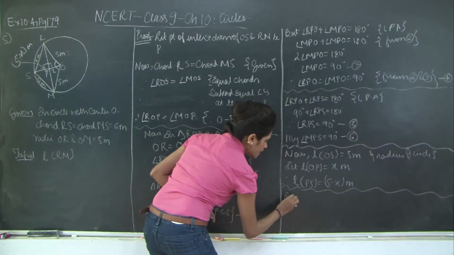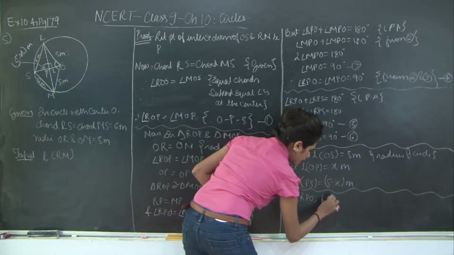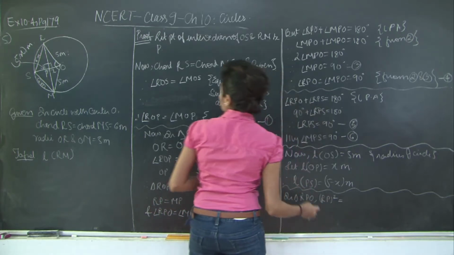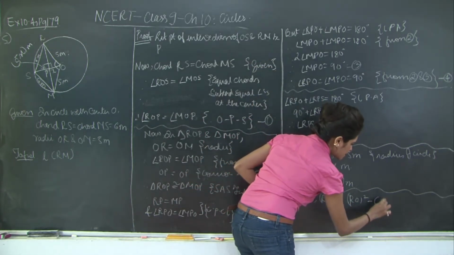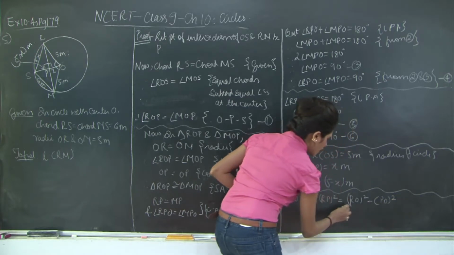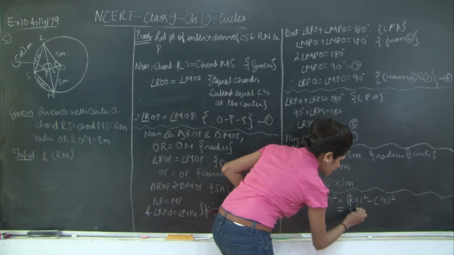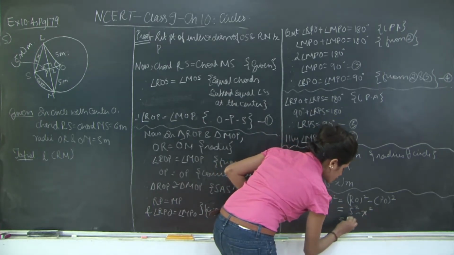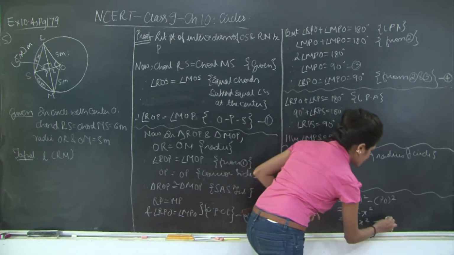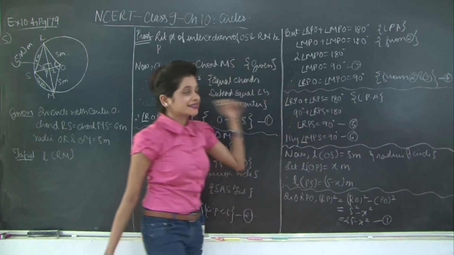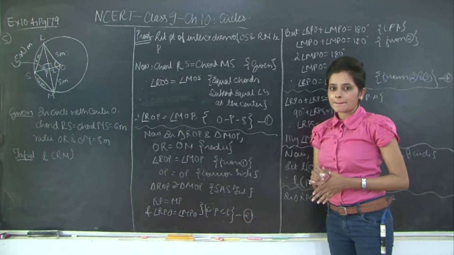Now, in triangle RPO, you have RP square is equal to RO square minus PO square. So RO square is what? RO we know is the radius, so this is going to be 5 square minus x square, which is 25 minus x square. Let's mark this as 7. I'm going to erase this part of the board, so please just go through it before I erase it.